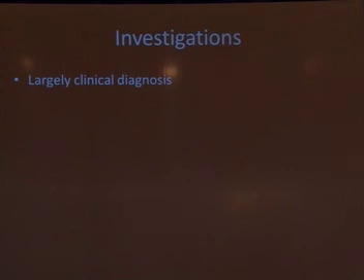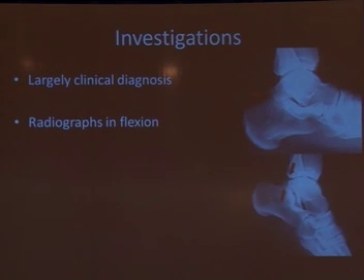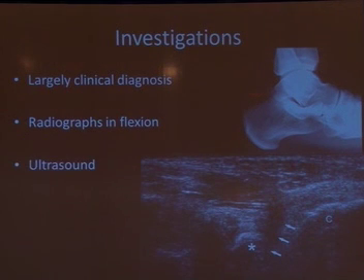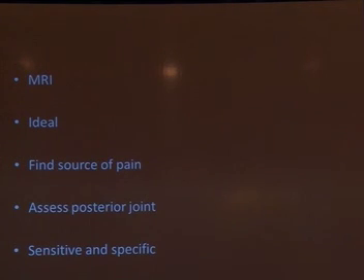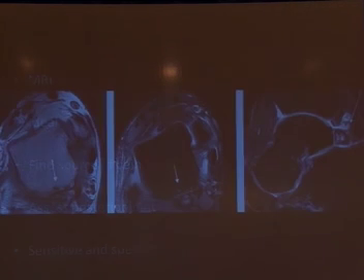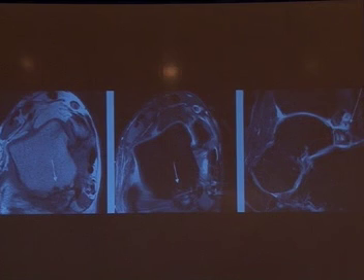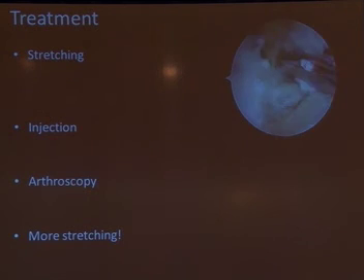Investigations: this is largely a clinical diagnosis, and it's actually quite easy to pick this up if you know the examination. You can have radiographs in flexion which will pick up alteration in the position of the os trigonum or a fractured posterior talar process. An ultrasound is again very useful because you can do that with the patient standing up on tiptoes, and you can pick up pathology. MRI is probably ideal when there is still difficulty in picking up the diagnosis. You find the source of pain, assess the posterior joint, and it's highly sensitive and specific for pathology. It's an example here where there is arthritic change between the os trigonum and the posterior border of the talus.